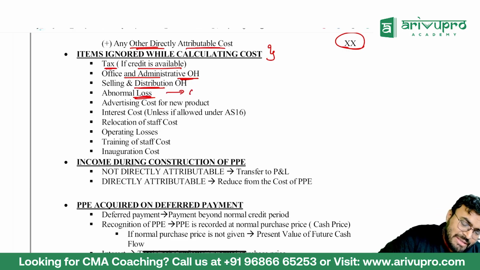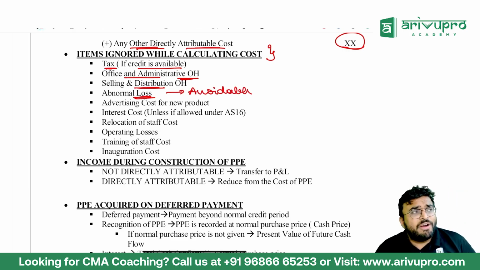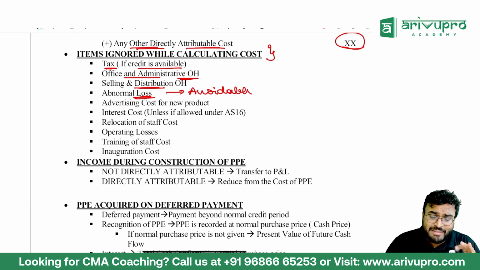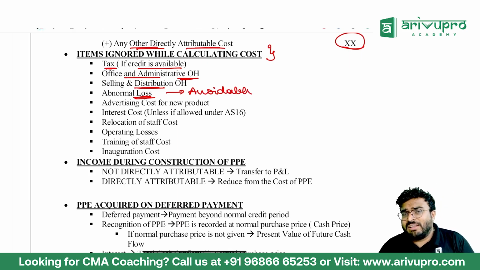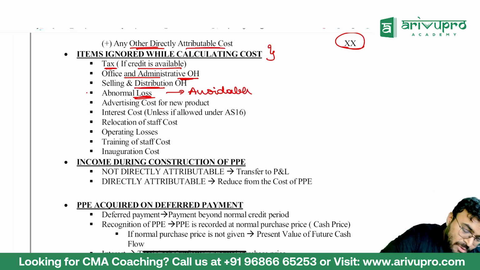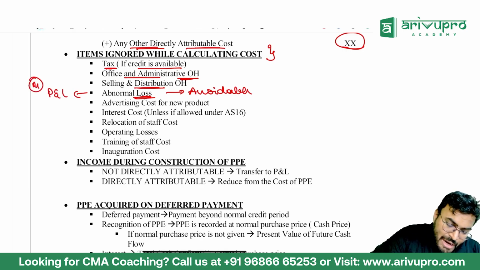Abnormal loss is avoidable loss. This loss could have been avoided. That's why we are going to not consider that as the cost of the PPE. But abnormal loss will go to P&L and it will be debited.